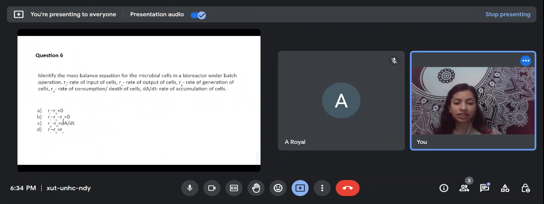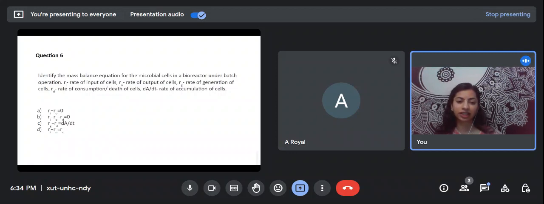It is similar to the question, it's just that instead of the terms, I have given you symbols. So in a batch reactor, we've just done this. In a batch reactor, input and output are zero, right? So you can get rid of both Ri and Ro. And the only thing you will be left with is Rg, Rd and dA by dt. So since dA by dt is accumulation, and generation minus consumption is what the accumulation is, right? So the correct option will be C.